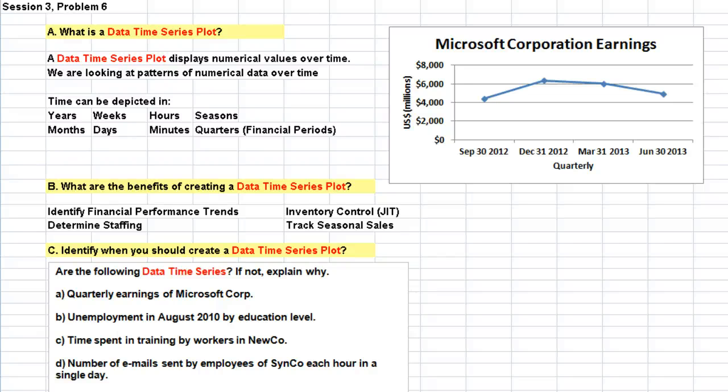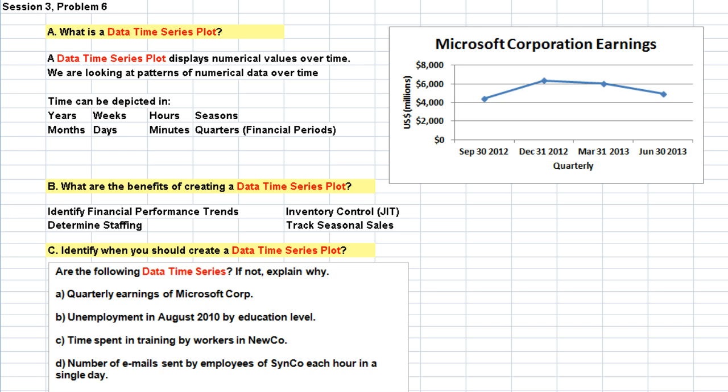It's week 3. My name is Helen and I'm going to be providing you with an example for homework problem 6. Homework problem 6 deals with data time series plots. A data time series plot displays numerical values over time. So we're looking at patterns of numerical data over time.